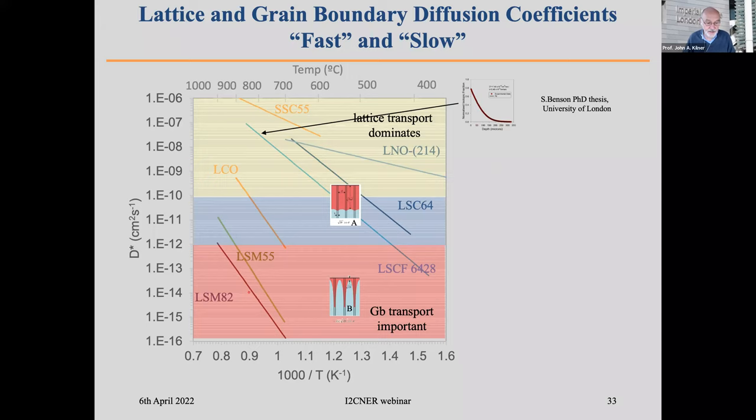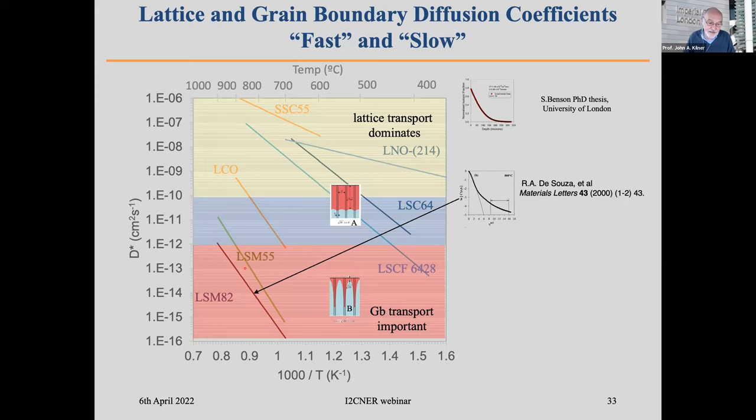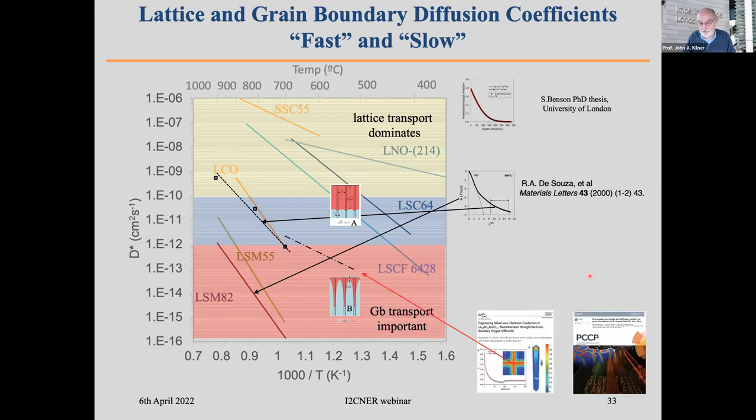In contrast, if we were to look at the lanthanum strontium manganate, this is work from Roger de Souza when he was a PhD student with me. From this early part here, we can get the lattice diffusivity. But if we look at the tail part here, we can get the diffusivity of the grain boundary. And you can see that the grain boundary diffusivity is enhanced by one, two, three, about four orders of magnitude above the lattice diffusivity. The grain boundary is diffusing faster. We work out this grain boundary diffusivity by assuming that the grain boundary width is 1 nanometer. And that's an assumption in all the things that I'm going to show from now on.